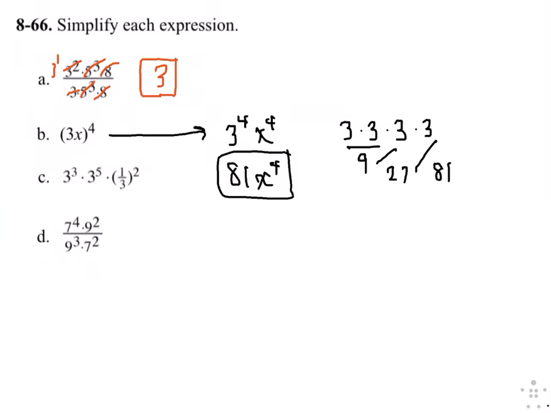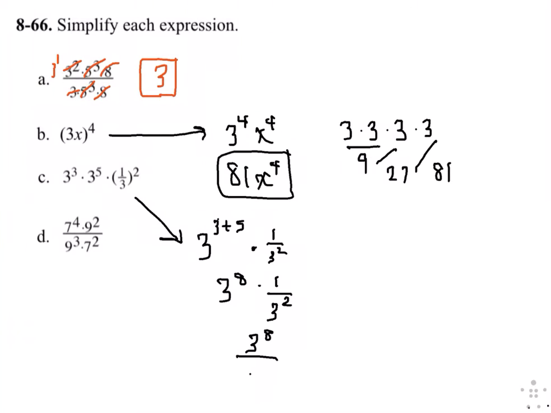Okay, the next one, C, we'll do it down here. I have 3 to the third times 3 to the fifth. So 3 to the third times 3 to the fifth is 3 to the 3 plus 5. And you do not need to show this work, but I'm just showing you the way it's done. And then I have times 1/3 squared, which is 1 squared over 3 squared, when we distribute that squared in. So I have 3 to the 8th times 1 over 3 squared, which is the same as 3 to the 8th over 3 squared.